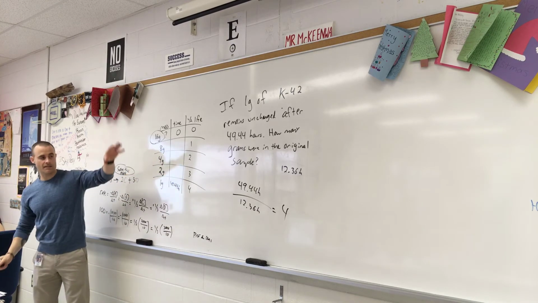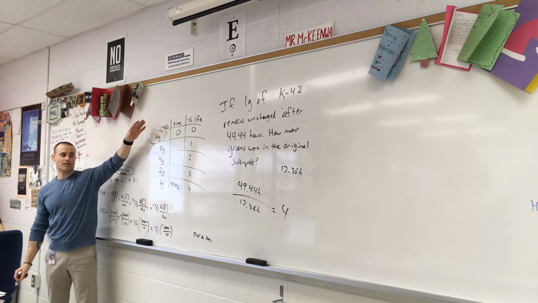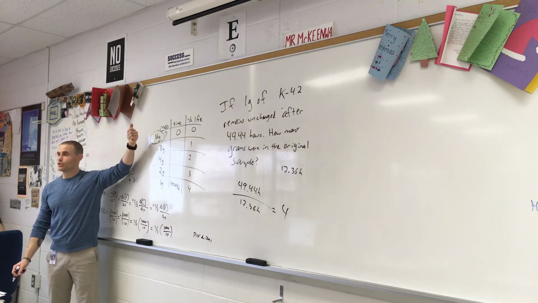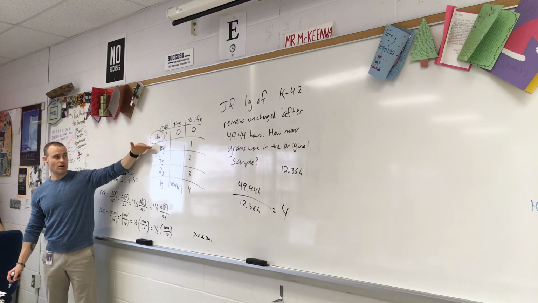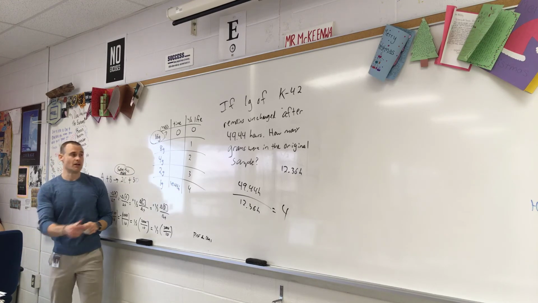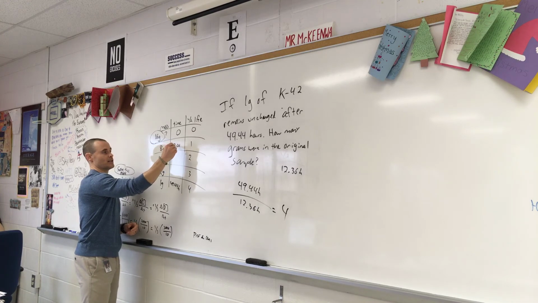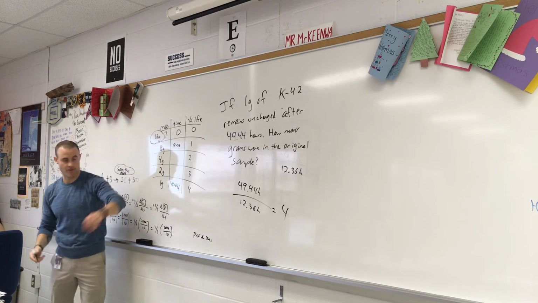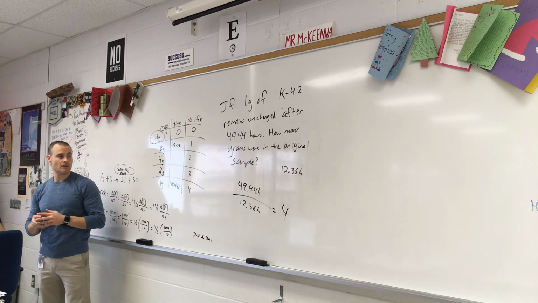So it's the exact same concept as that first question, except we're going up the chart. So if going down the chart you cut in half, going up the chart you double. So the answer is 16 grams. Because the half-life here is 12.36, we don't need to fill that in because we already figured out 4 half-lives. Questions?